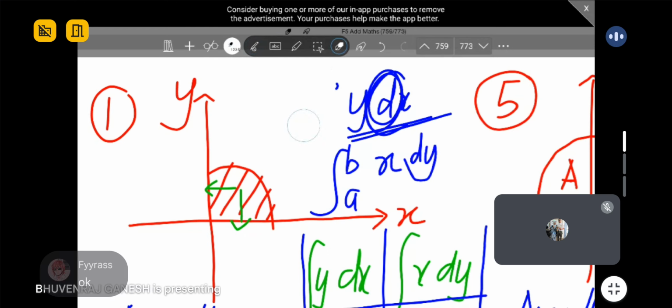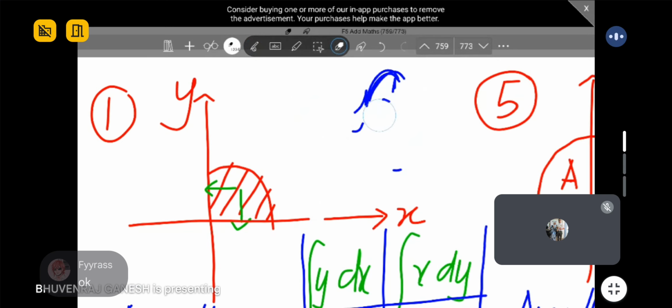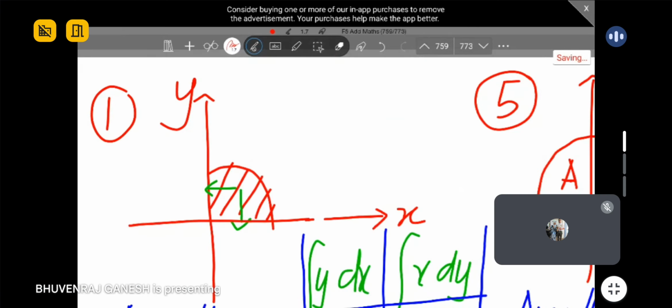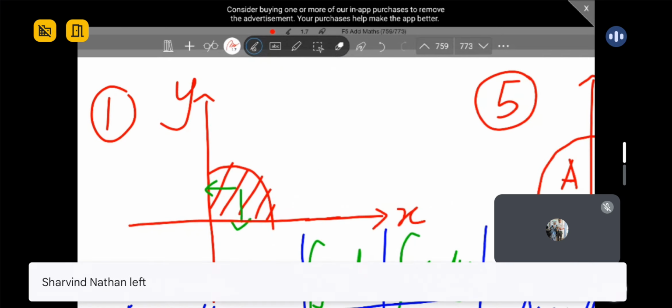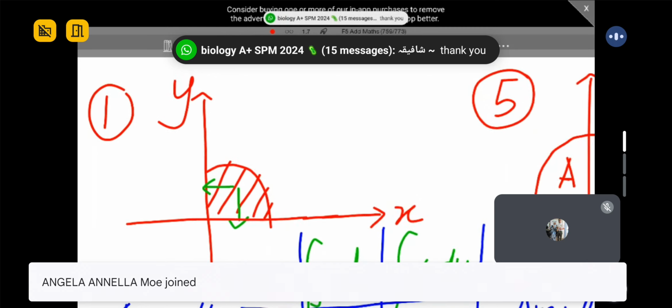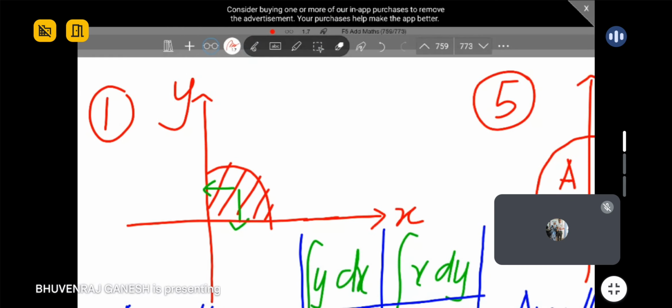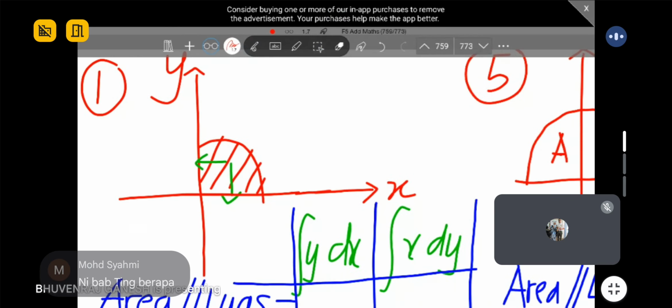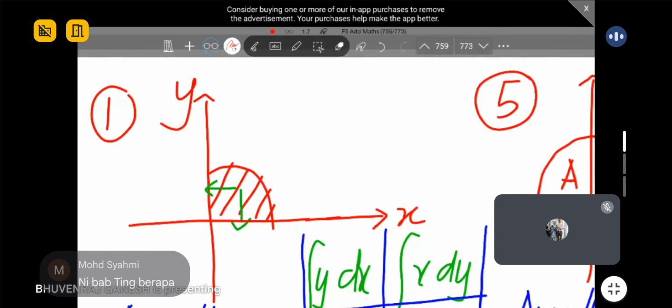Alright, so now guys, how to know which area is positive and negative when you do integration? Okay, so this is the complex thing. So now I'm going to show you a few examples of how to know which area is positive and which area is negative when you do integration. Mana ada nilai positif atau negatif untuk pengamilan. Form 5 bab 3.